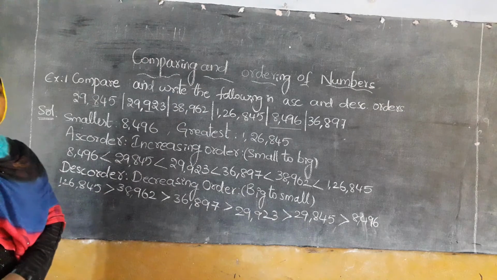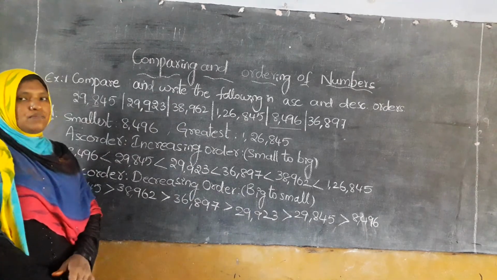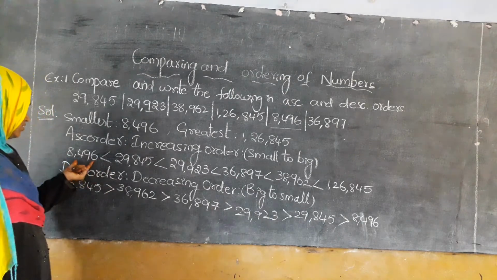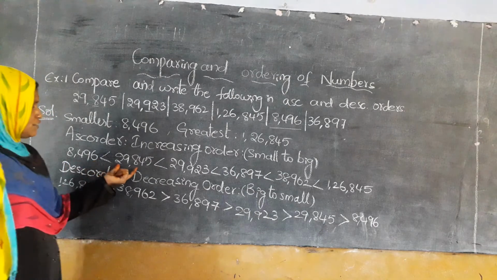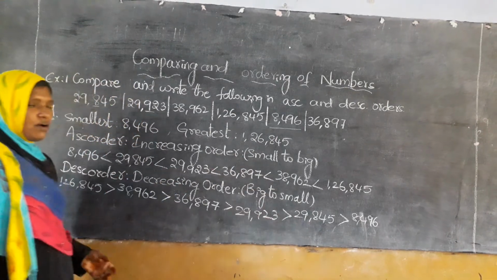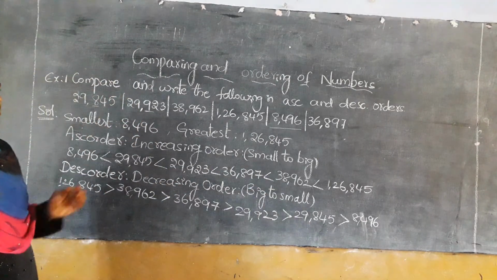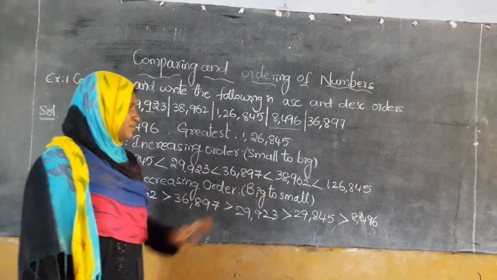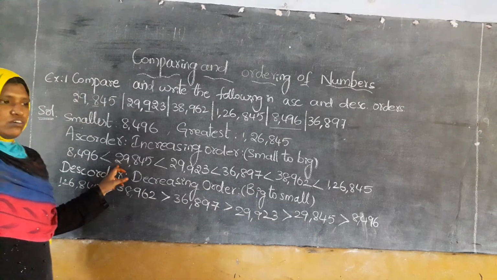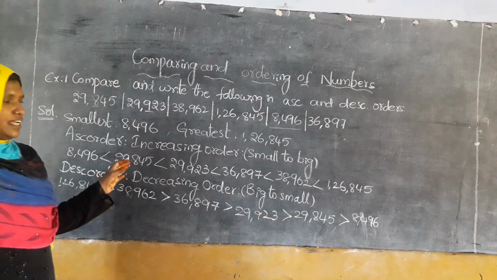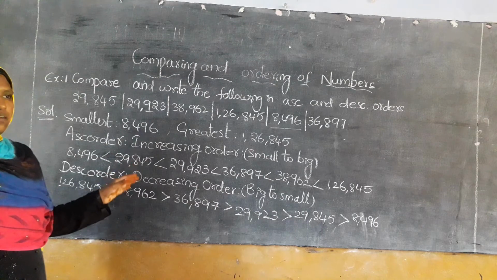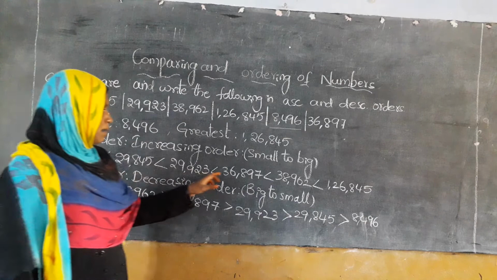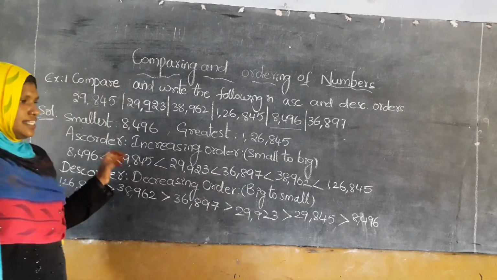After that, you are asked to write in ascending and descending order. Ascending order means arranging the given numbers from small to big. That is increasing order. So this is the 4 digit number. These are the 5 digit numbers. When you come across the same number of digits, see the first digit. So it is 2, 2, 3, 3. When you come across the same digit in the first place, then move to the next place. If it is the same, move to the next place again. Like that you have to compare and arrange the numbers in ascending order.